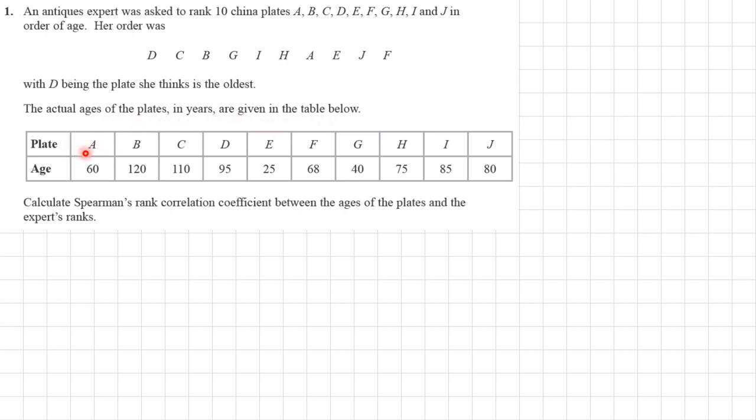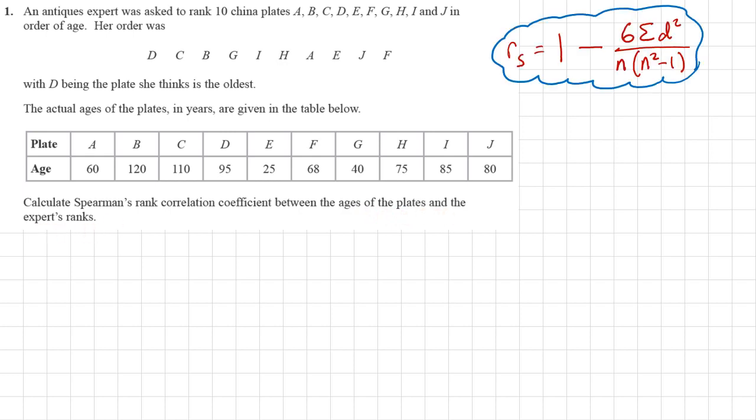So we have the 10 plates here, A to J, and their actual age in the bottom row of the table. Calculate Spearman's rank correlation coefficient between the ages of the plates and the expert's ranks. So first of all, just a reminder of Spearman's rank correlation coefficient, and this is how we calculate it. Straight away we can write down that n is equal to 10.